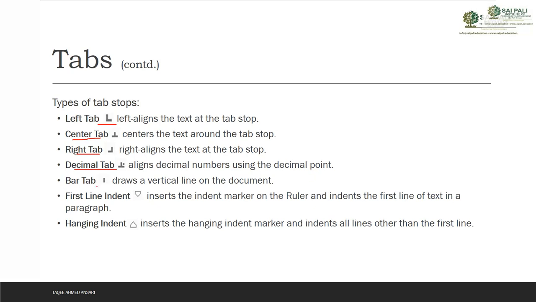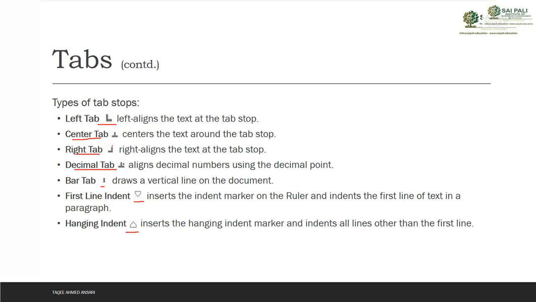Then you can have the bar tab also, which draws a vertical line in the document. The words can be left aligned or right aligned on the other side. Then we saw in the last lecture the first line indent, which inserts the indent marker on the ruler and indents the first line of the text in a paragraph. And this is the hanging indent, which inserts the hanging indent marker and indents all lines other than the first line in the paragraph, which we saw yesterday.